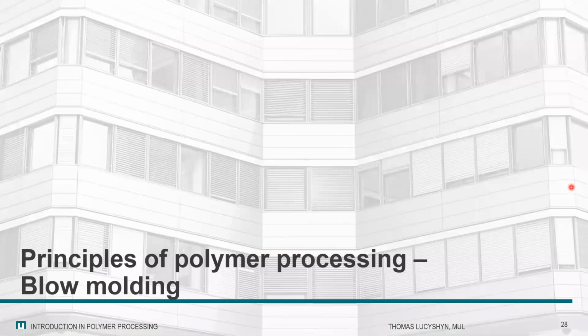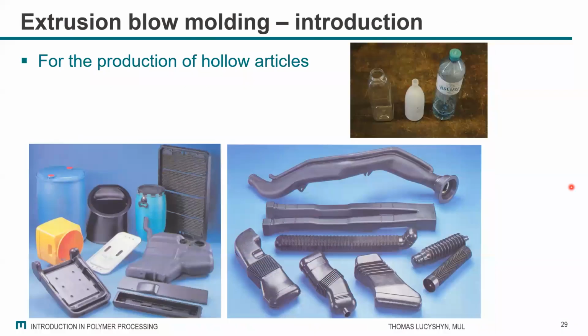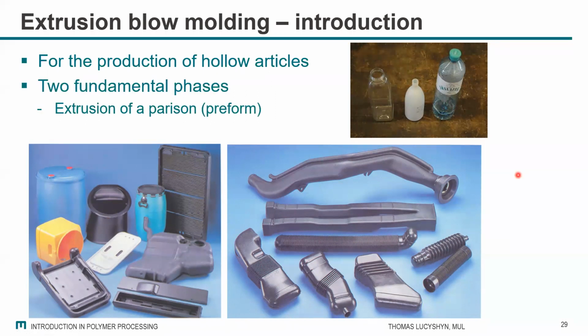All right, then let's go to the next molding principle. It's the principle of blow molding. The typical products from blow molding are hollow articles, like simple bottles, but also complex shapes like fuel tanks or parts of that, or containers, whatever. The typical procedure for this method has 2 fundamental phases. The first one is using an extruder again and extruding a parison, a kind of preform. I'll show you in later slides how that looks. And then this parison is blown fast with air and gets its final shape.